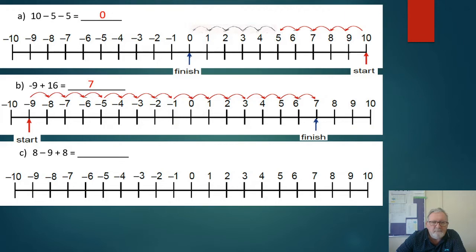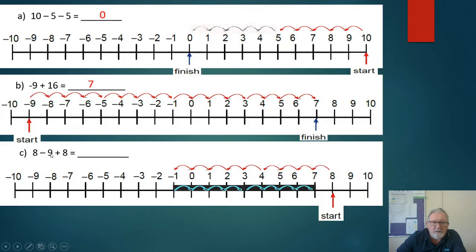Let's have a look at C. Starting point, 8. We take away 9, and then we add 8 back. So we can have both additions and subtractions within the same number sentence. We finished at 7, and so there is our answer. So that's how we solve equations on a number line. How did you go? You can make up some of your own if you like and practice more of those. Not too hard to do.